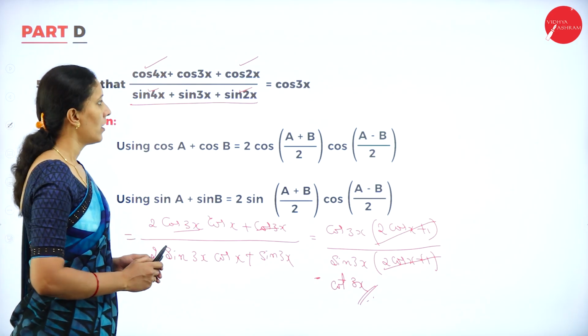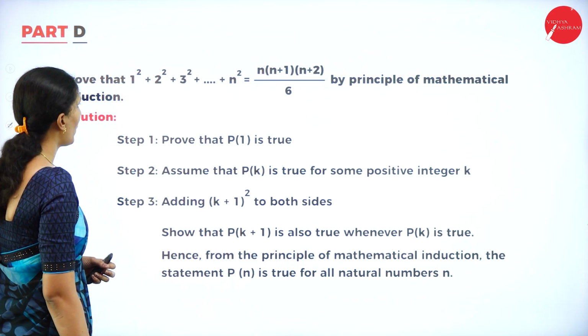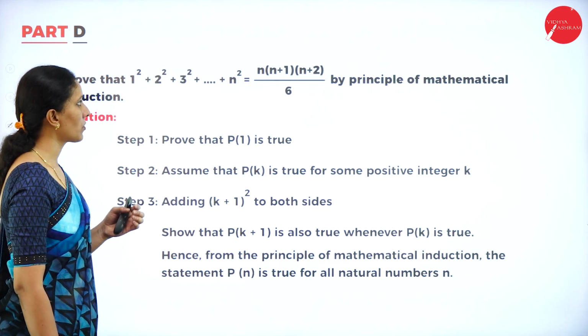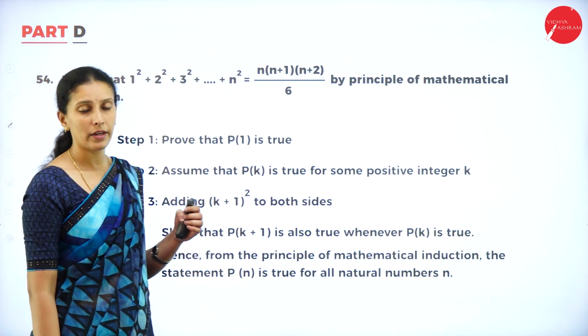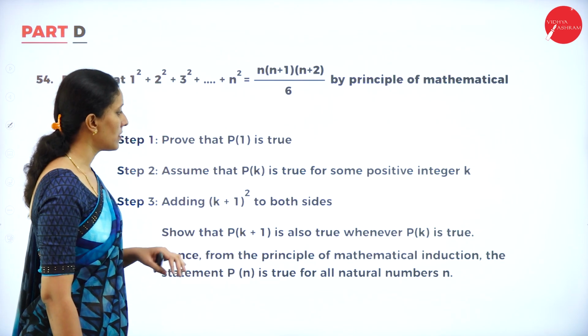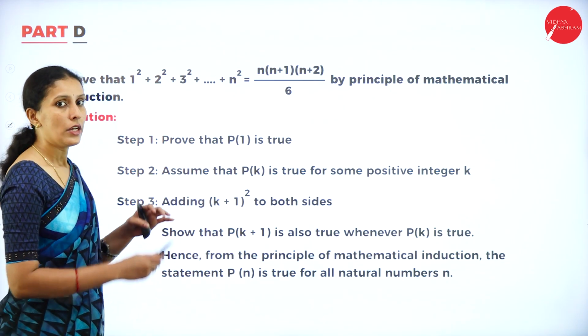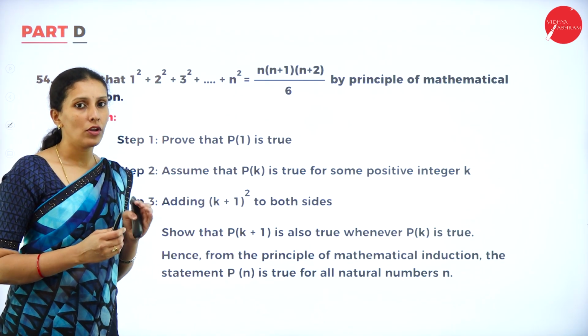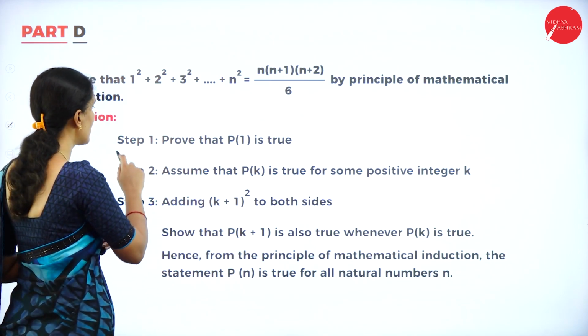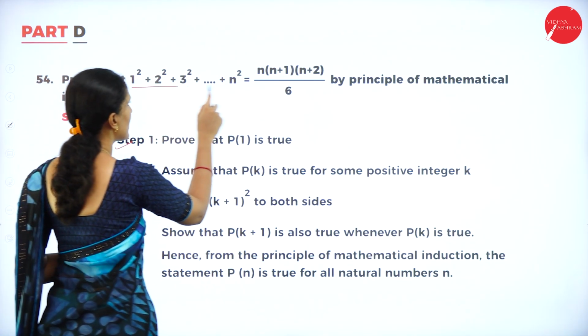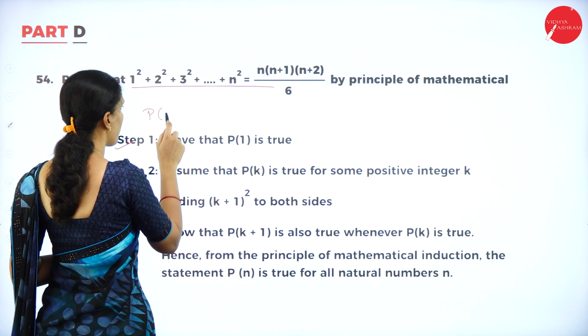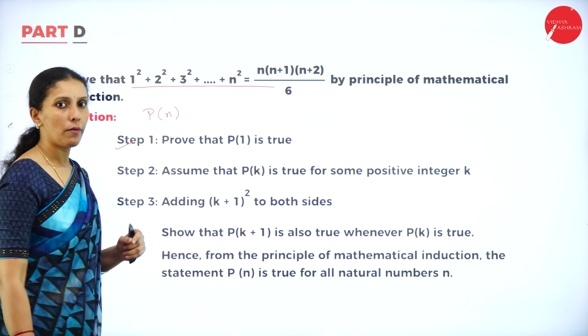Next one, prove that 1 square plus 2 square plus 3 square plus up to n square is n into n plus 1 into 2n plus 1 by 6, by the principle of mathematical induction. Since we have to follow certain steps, step 1 is we have to take the result in the form of P of n.